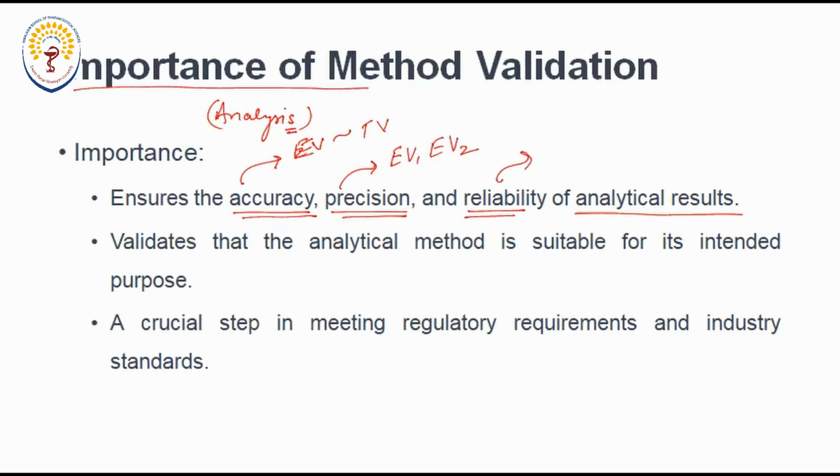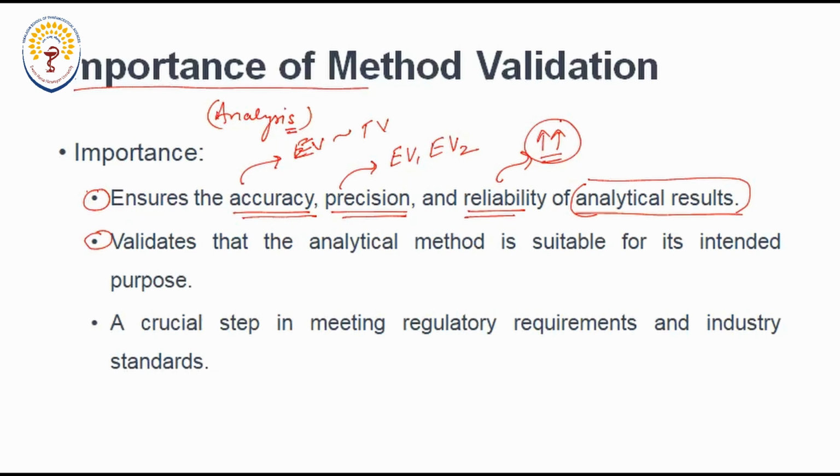Reliability: obviously if accuracy and precision are there, our method reliability increases. We have to check whether our methods are reliable in different conditions. Are they giving the same results? Are they reproducible? Are these procedures robust in nature or not? So we have to ensure that our analytical methods are reliable. Obviously if methods are reliable, the results which are the outcome of these methods will also be reliable.